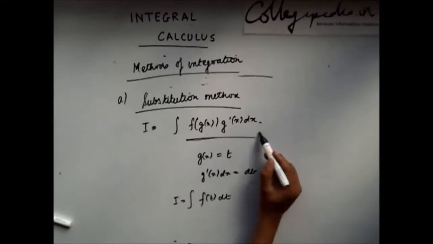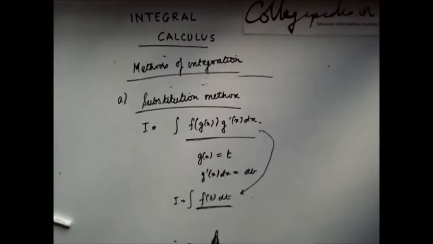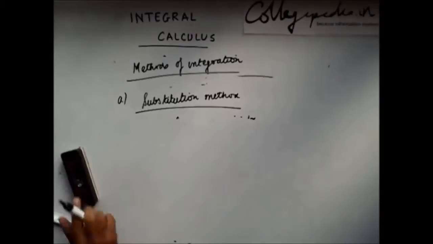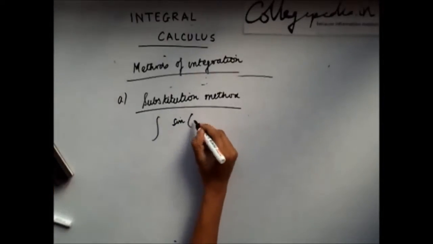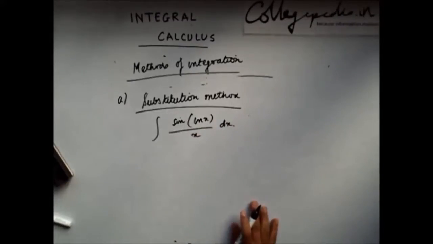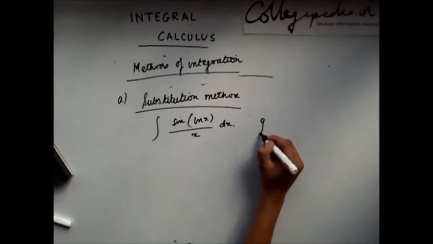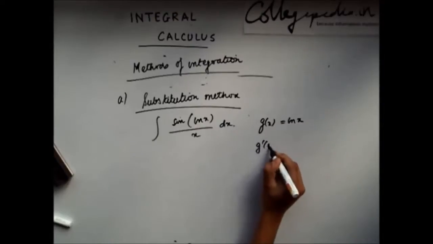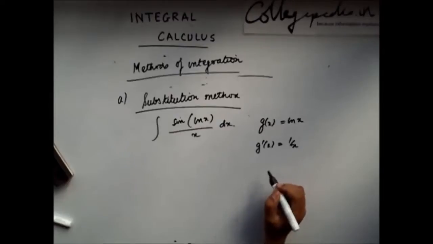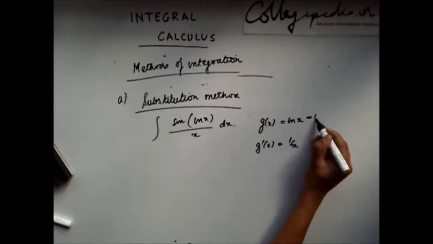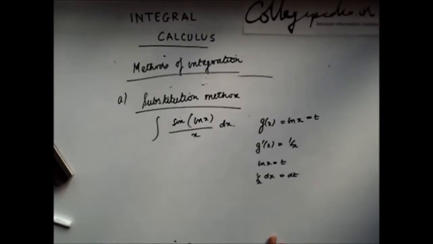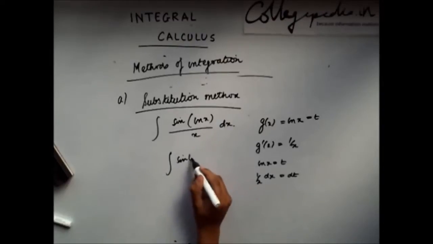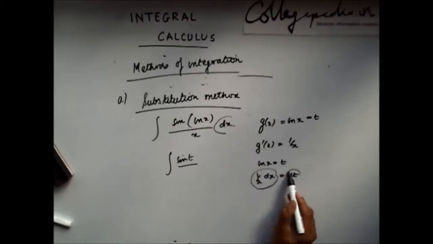Now this equation gets simplified, and if you know the direct answer to this integration, you can directly write the answer. For example, let's take the example which I had mentioned. The example was, I had been asked to integrate sine of ln of x divided by x dx. In this case, if I say that your g x is ln of x, then your g dash x becomes 1 by x, right? And if I assume ln x as t, I can write 1 by x dx as dt. So I'll replace ln x with t, and dx by x I can replace by dt.